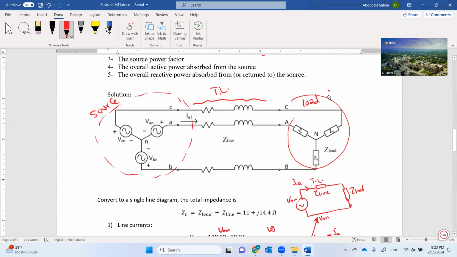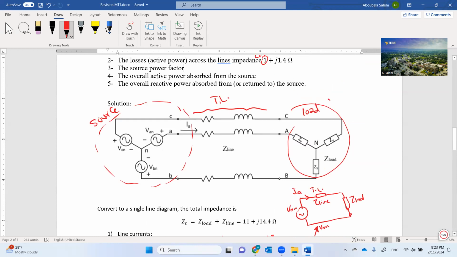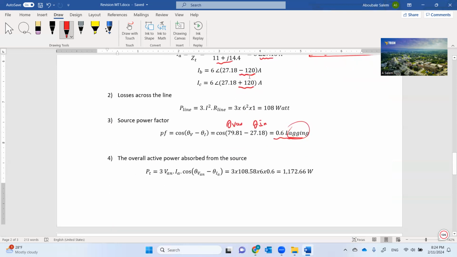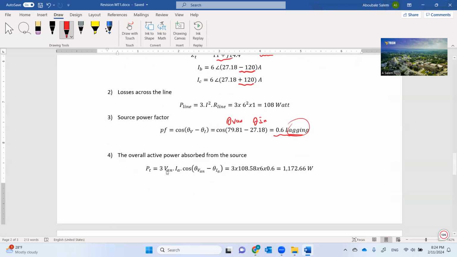Let's solve the fourth part here. Find the overall active power absorbed from the source. So we need to get the active power absorbed from our voltage source. So this is going to be the total power. So we can say V times I times cosine theta V minus theta I, but we have to multiply this times 3. So this is 3 VAN phase times IA phase times cosine theta VAN minus theta IA. So this is the value of our active power.